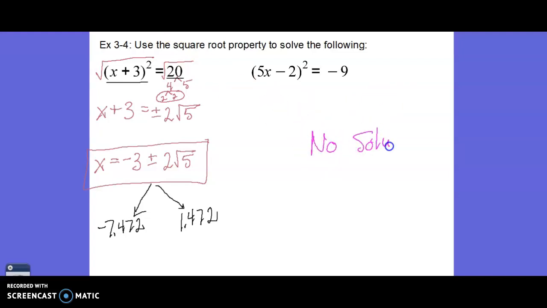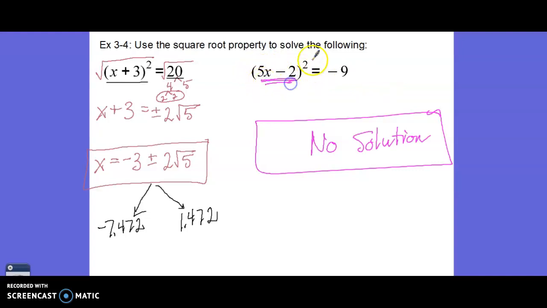Or you can do your circle with a slash through it. And the reason for that is, can you think of any number that when you square it will give you a negative? And a quick answer is any number. So I don't care what these numbers are, positive, negative. Once you square it, I'll just write y because I want a different variable than x. The quantity of 5x minus 2 squared is always a value that's at least 0. It's never equal to negative 9. So it can never equal a negative.